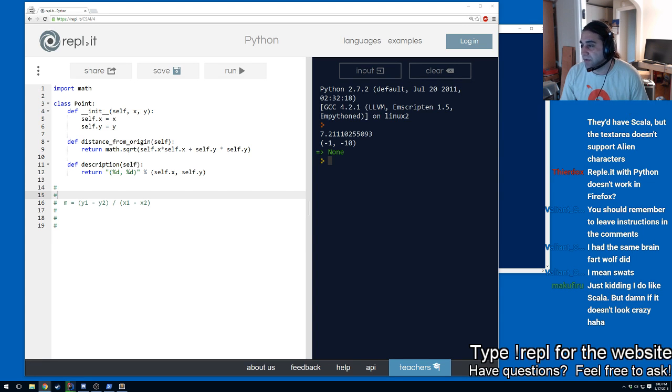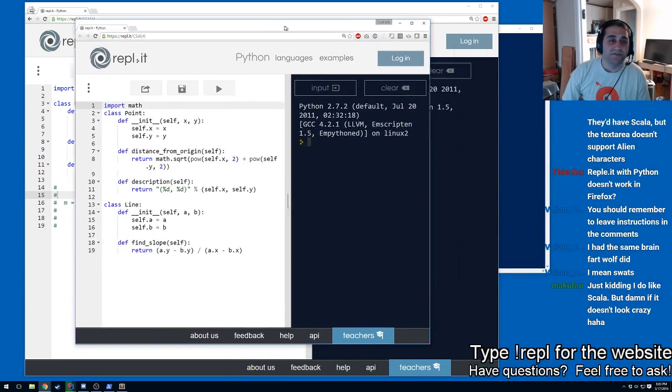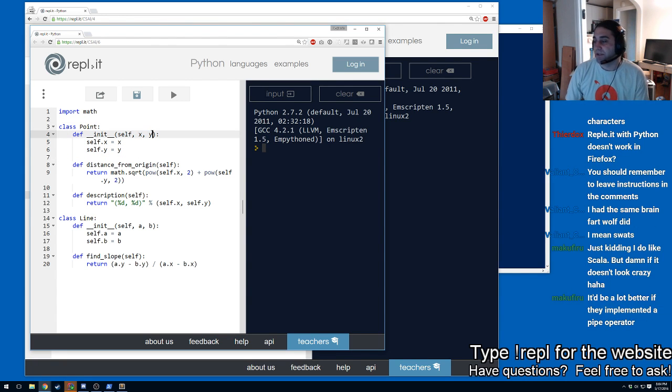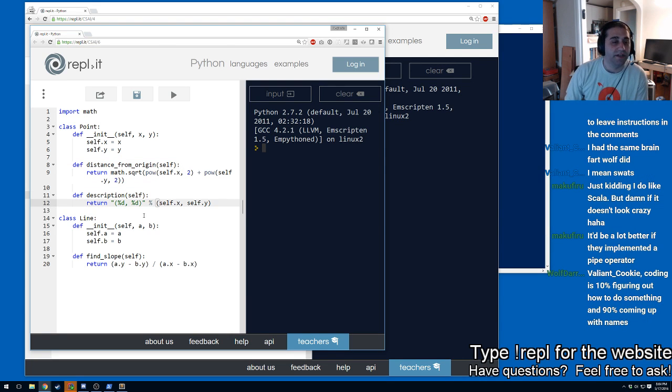Alright, let's take a look at Wolf's. So let's see what we got here. This is Wolf Darrigan. We have import math. All right. So we have our point class that we all know and love. Takes two arguments in the constructor, right? An x and a y. Assigns them to those fields. We have our distance from origin. We have our little description. Yada yada yada.